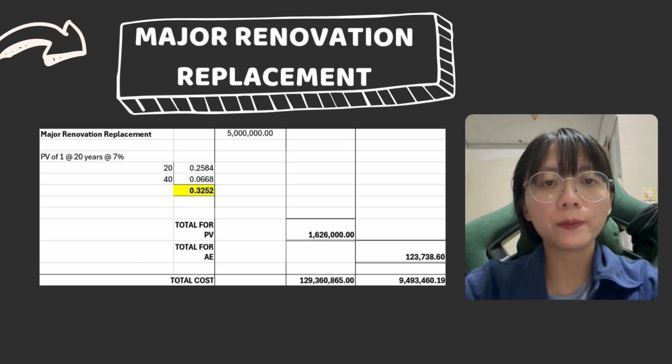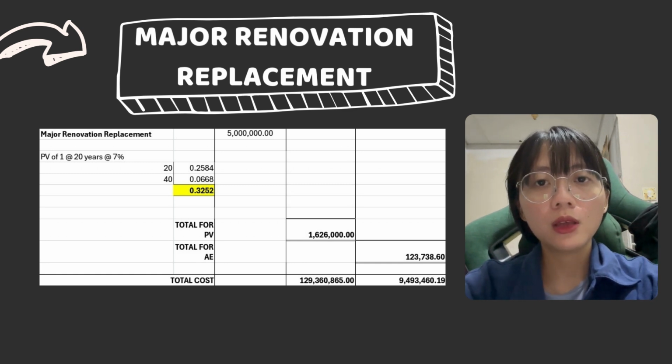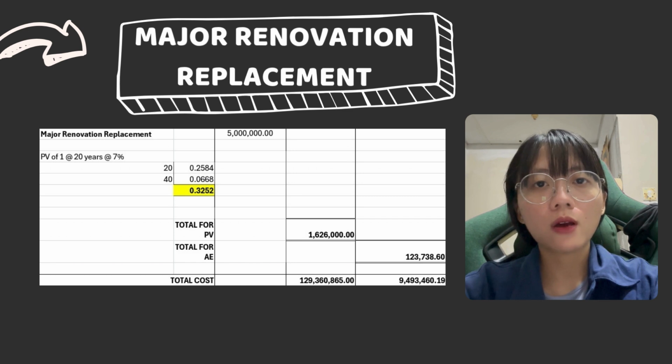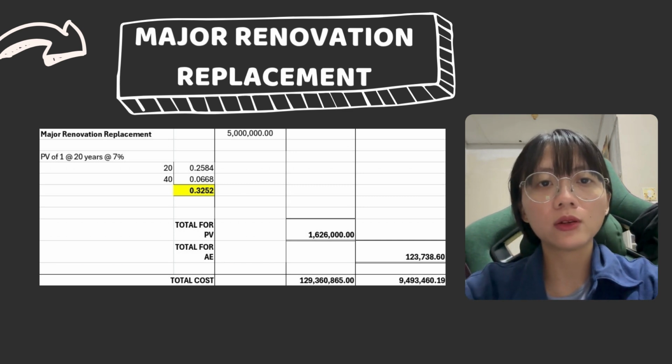1,626,000 ringgit Malaysia. Using the annual equivalent method, annual equivalent equals periodic cost times total PV of 1 times ASF times interest. With the ASF times interest factor of 0.0761, the calculation becomes 5 million ringgit Malaysia times 0.3252 times 0.0761 equals 123,738 ringgit and 60 cents. This represents the equivalent annual cost for major renovation over the building's life cycle.